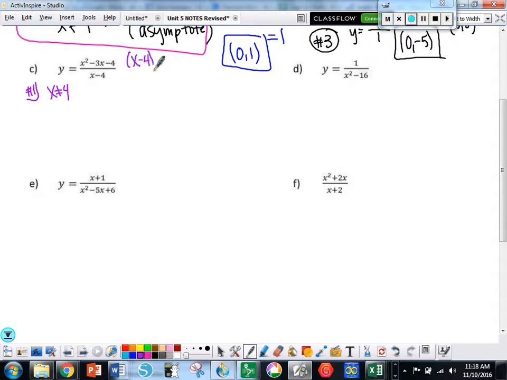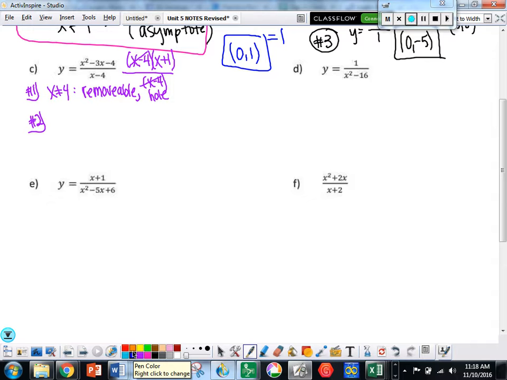X minus 4, then what? X plus 1. So yes, we do have factoring going on. Hold on, buddy. Canceling happens, which means is it removable or non-removable? Removable. Which means there's going to be a hole. Sure, as long as you don't put a non in front of that. I know. I know.